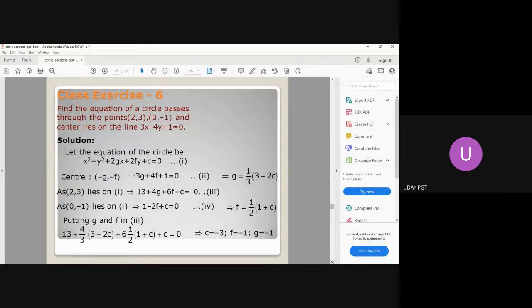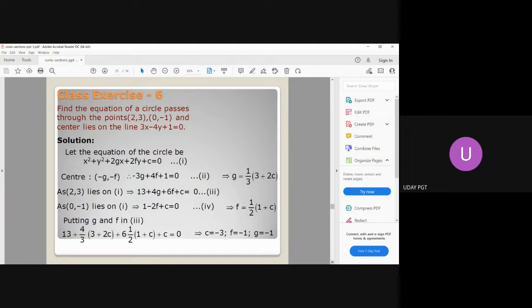The general form of the equation of the circle is x square plus y square plus 2gx plus 2fy plus c equal to 0, and the center will be minus g comma minus f. Substituting the two given points 2 comma 3 and 0 comma minus 1, you get one equation from each. The center also lies on the given line 3x minus 4y plus 1 equal to 0.